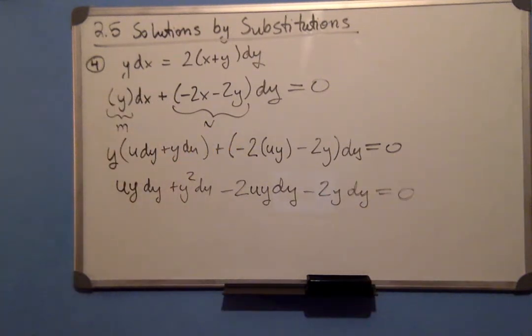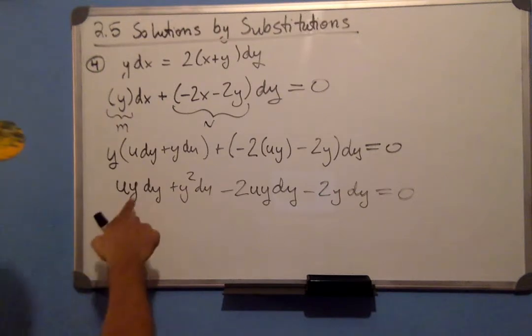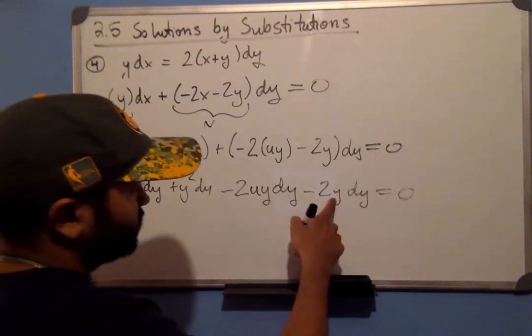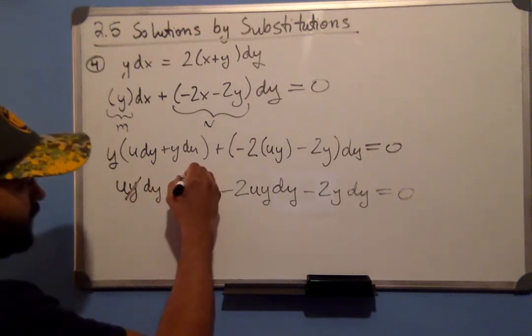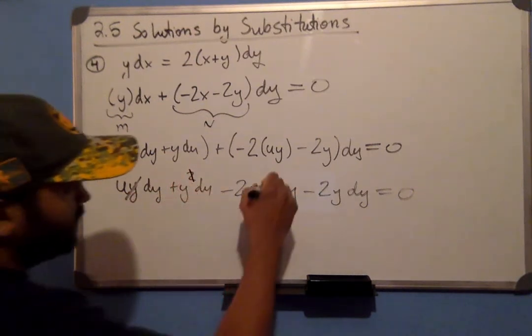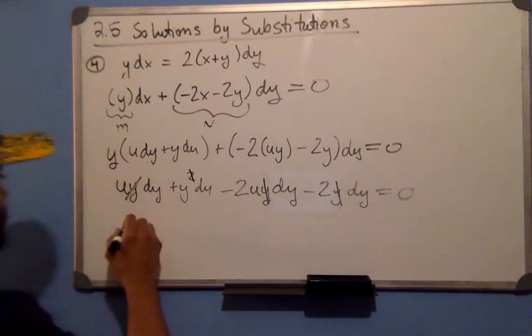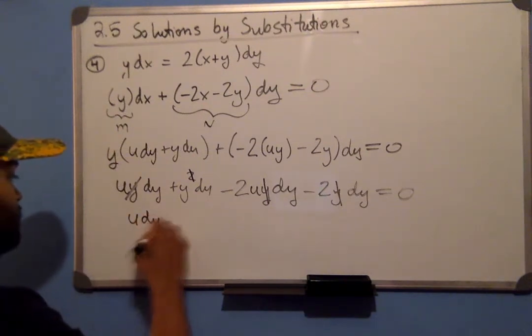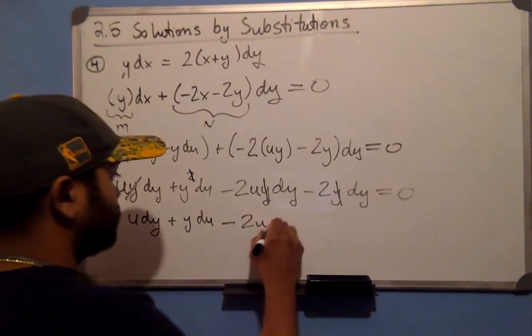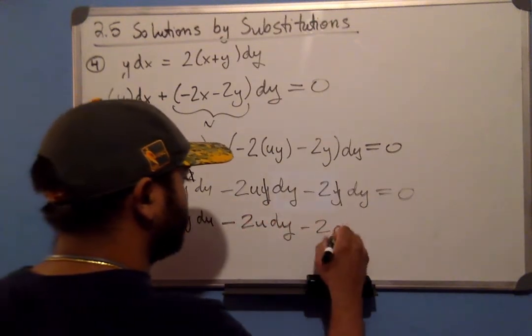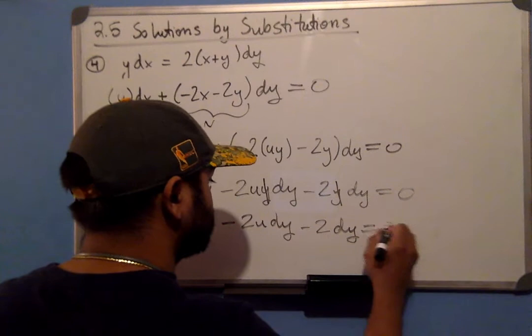Okay, so now what I can do is I realize that I have a y that repeats on every single term over here, and I have a 0 here. So what I can do is I can cancel out the y. I could cancel out one of the y's here because it's a y squared. Get rid of the y here, get rid of the y here. Write this thing as u dy plus y du minus 2u dy minus 2 dy all equals 0.